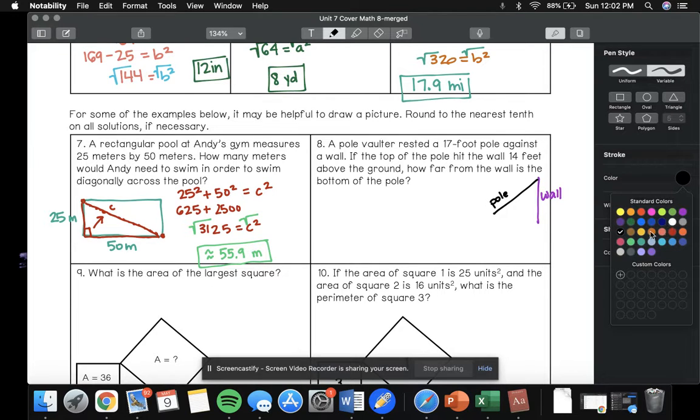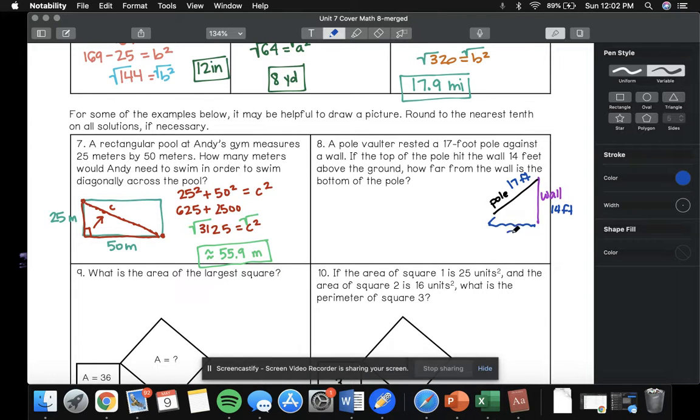So I'll just fill in what we know. We know a pole vaulter rested a 17-foot pole against the wall, so we know that this is 17 feet. If the top of the pole hit the wall 14 feet above the ground, so we know from the bottom up to the top of the pole is 14 feet. How far from the wall is the bottom of the pole? I have no idea what that is, but I do notice from the wall to the ground, most things are 90-degree angles because they're built correctly. So it looks like I know the hypotenuse and I'm trying to find a leg.